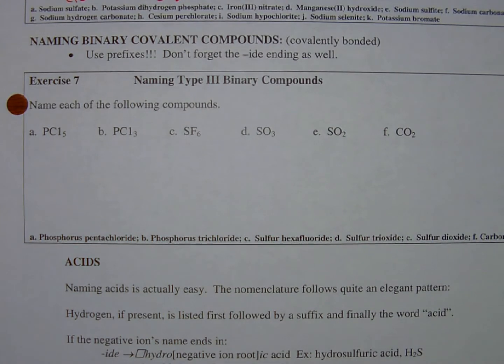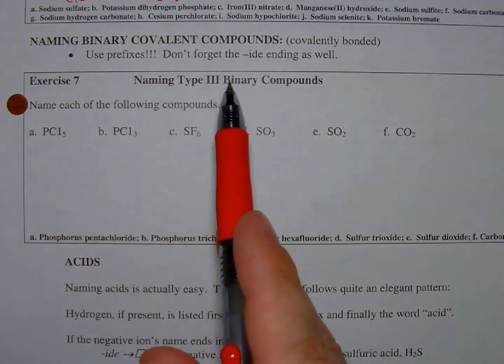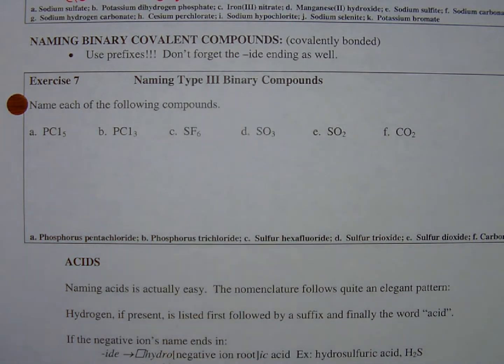Remember what type of elements form covalent bonds with each other? Nonmetals. And so you'll see that all of the elements here in exercise 7 are nonmetals. Okay? So we're going to name each of these using the type 3 naming system, using the prefixes. But also, don't forget the IDE ending on the more electronegative element.